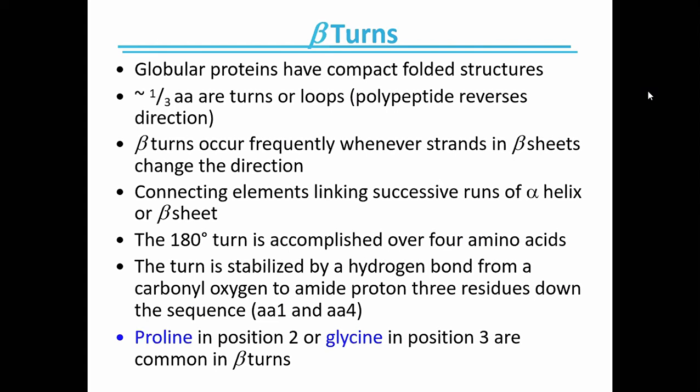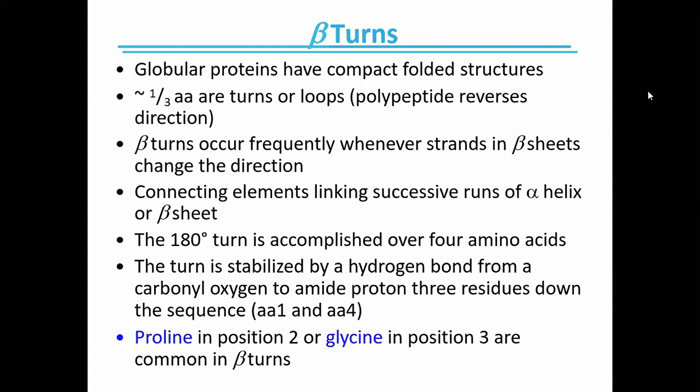And also it connects different alpha helices as well. So it connects beta sheets. When you have one beta, the second beta is connected through turns. The same thing with alpha: when you have the first alpha helix and then the second alpha helix, they are connected through turns.